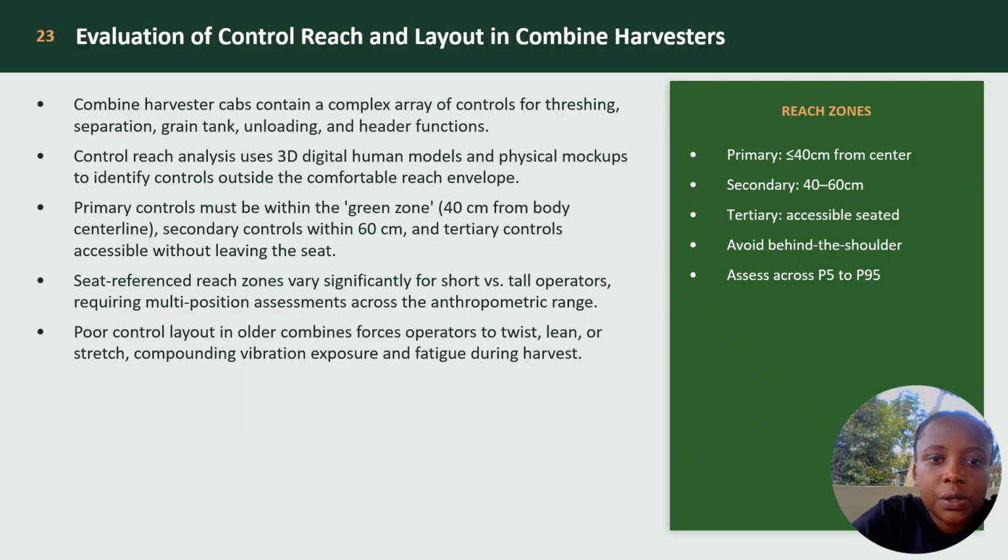Topic 23, evaluation of control reach in a combine harvester. A combine harvester has a complex array of controls. The control reach analysis uses a three-dimensional digital human model and physical mockup to identify controls outside the comfortable reach. Poor control layout forces operators to twist and overreach, compounding vibration exposure and fatigue during the harvest. Reach zones: primary, secondary, tertiary; avoid behind access across.